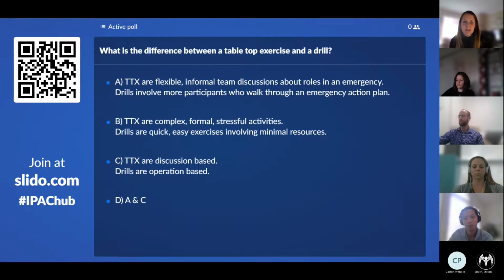Okay, so let's answer this question. It's multiple choice style. What is the difference between a tabletop exercise and a drill? There's 4 choices there. A, tabletop exercises are flexible, informal team discussions about rules in an emergency. Drills involve more participants who walk through an emergency action plan. B, tabletop exercises are complex, formal, stressful activities, and drills are quick, easy exercises involving minimal resources. C, tabletop exercises are discussion-based, and drills are operation-based. And last choice, D, A and C, both. Let's give you a minute to put in your answer.